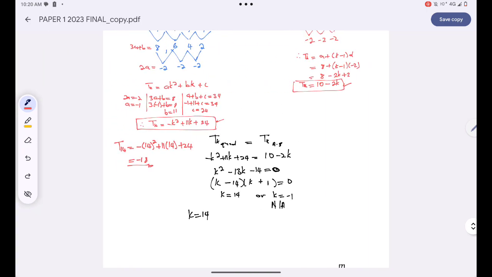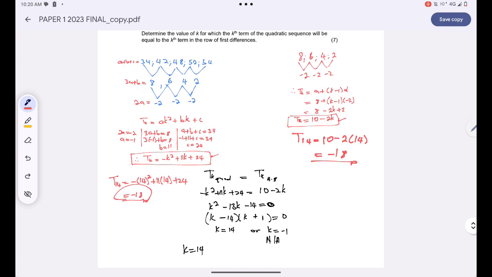On the other side, let's check whether our 14th term is also equal to negative 18. I'll simply have 10 minus 2 times 14, which is 10 minus 28 rather, and then you'll also get negative 18. So the 14th terms are the same. So k is equal to 14.